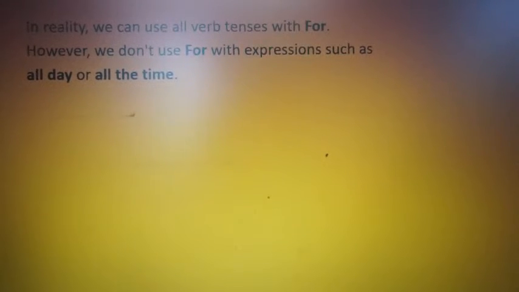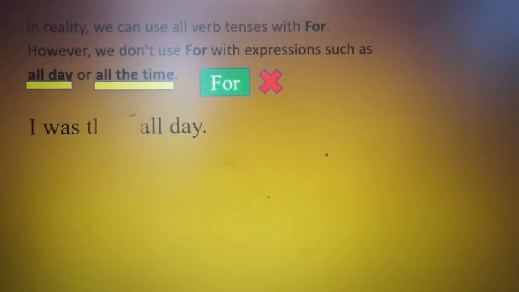One more. In reality, we can use all verb tenses with for. However, we don't use for with expressions such as all day or all the time. So we don't say for all day or for all the time. For here is incorrect. Example, I was there all day. So we don't say I was there for all day.